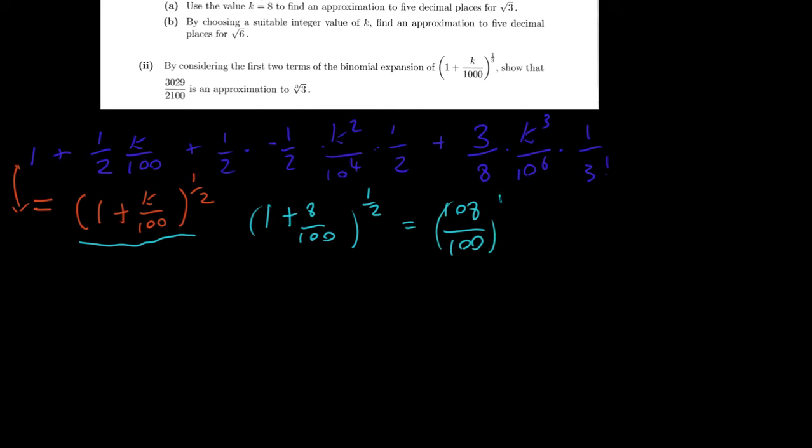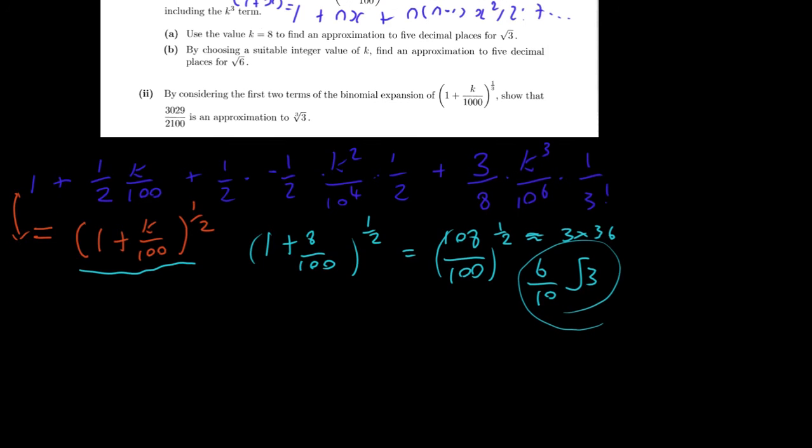We notice that the bottom line is going to be 10, but the top line, not surprisingly, is 3 times 36. So this simplifies down to 6/10 of root 3. So that's how it relates. We know this binomial expansion is going to approximate 6/10 root 3.